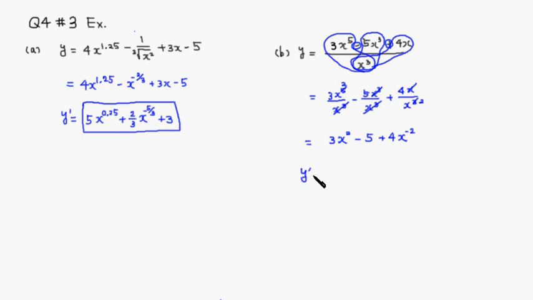y prime is equal to, I put 2 in front, so 3 times 2 is 6, x to the, subtract 1 from the power, so it's just going to be the first power. The derivative of negative 5 is 0, so I'm not going to write it down. Then negative 2 in front, so 4 times negative 2 is negative 8, you have x, and subtract 1 from negative 2, so it's going to be the negative 3 power. So this is the derivative.